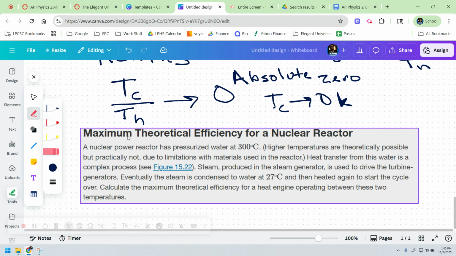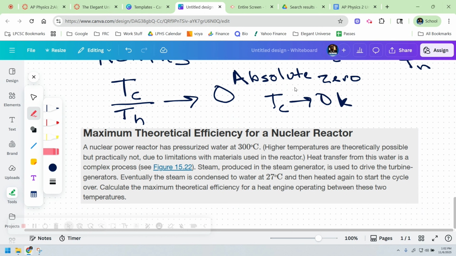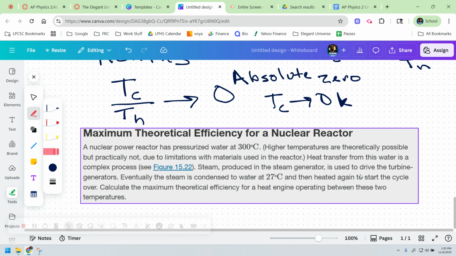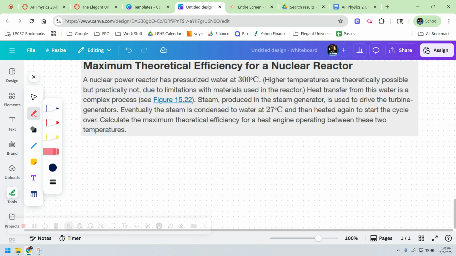The heat transfer from this water is a complex process, which I'll show you in a second. Steam produced by this process in a steam generator is used to drive a turbine, and the turbines are connected to generators. Eventually, the steam is condensed to water at 27 degrees Celsius and then heated again to start the cycle over. The maximum theoretical efficiency of the heat engine operating between these two temperatures, right? So, all right, first things first, let me show you what we're talking about.